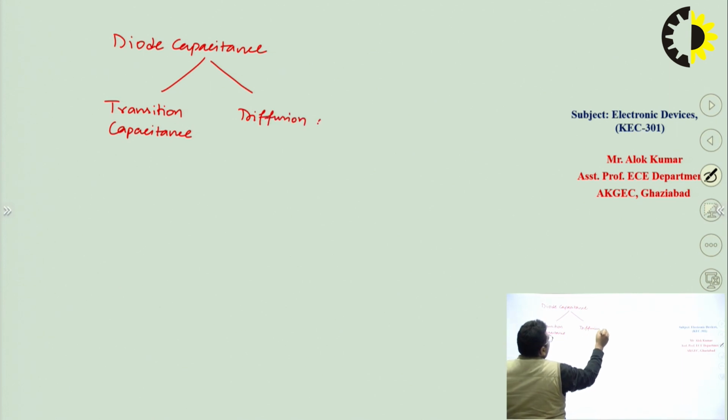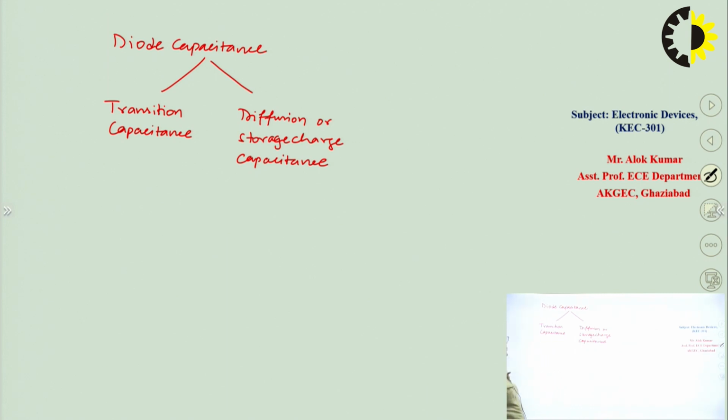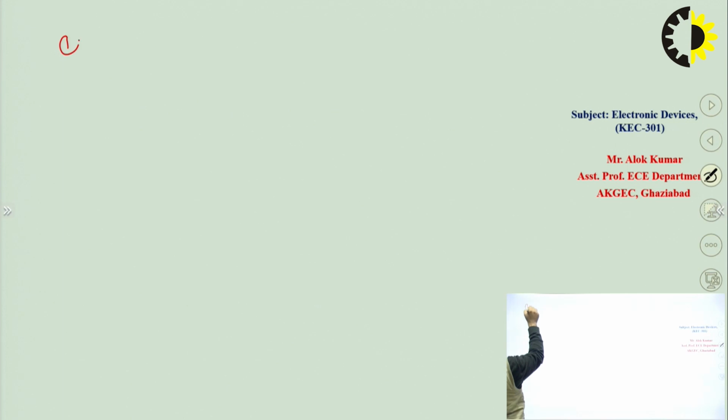Diffusion, or we can say storage charge capacitance. So there are two types. Transition capacitance we denote by Ct, and diffusion capacitance we denote by Cd. First of all we will discuss the transition capacitance, right?